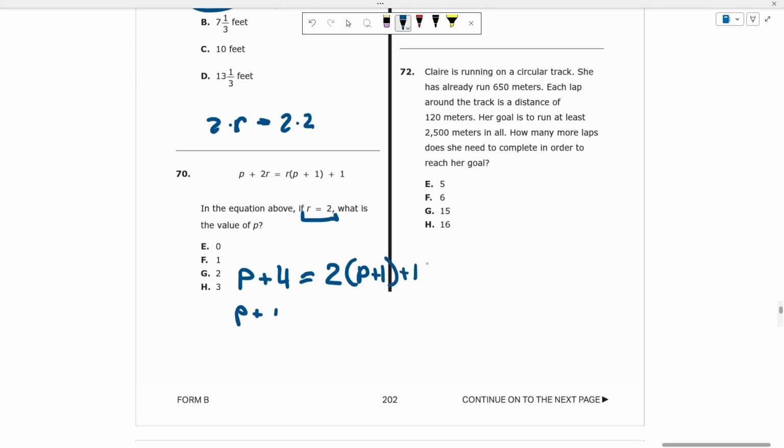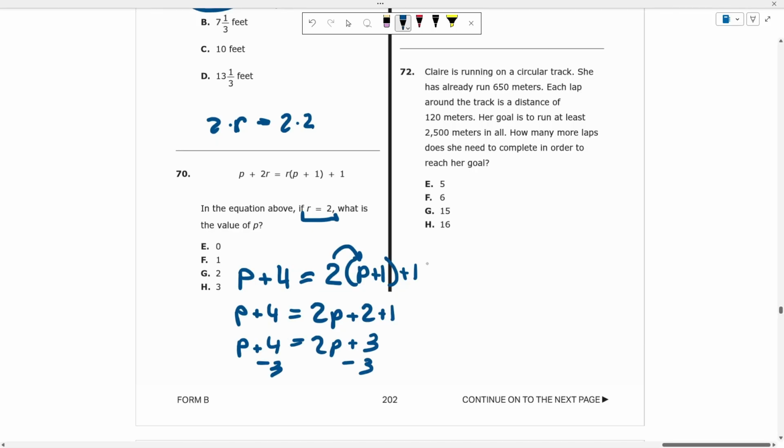So p plus 4 is equal to, I need to distribute this 2 inside, so it's equal to 2p plus 2 plus 1. Okay? P plus 4 is equal to 2p plus 3. I want to combine like terms, so I'm subtracting 3 on both sides, and I get p plus 1 is equal to 2p. And I'm just going to subtract p on both sides, and I get that 1 is equal to p. So the correct answer here would actually be choice F.